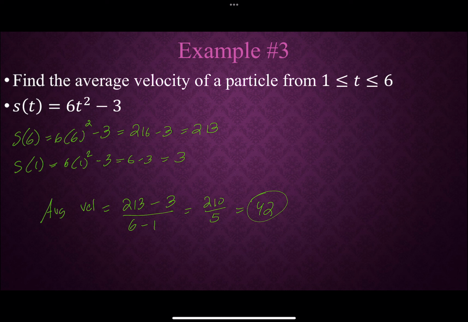The key is we're not actually finding the velocity function. Yes, the velocity function is 12t. Great, not what I want to know. That would be more referring to the instantaneous value of the velocity. The slope of the tangent line, all those kind of things are referring to the derivative. Average velocity is simply an average rate of change.